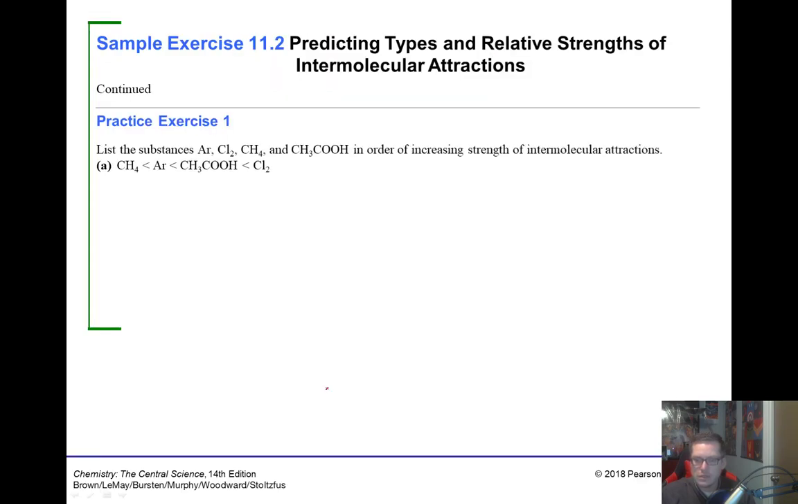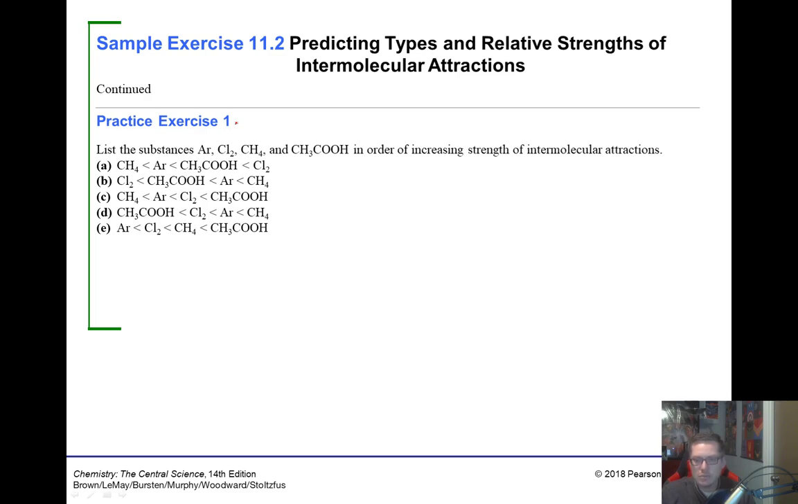So let's do one of these. This problem is actually really easy, but we'll take a look at it anyway. It says list the substances in order of increasing strength of intermolecular attractions. We'll start with the strongest and go down to the weakest. Our strongest force was ion-dipole, right? None of these are ionic compounds, so that one's right out.